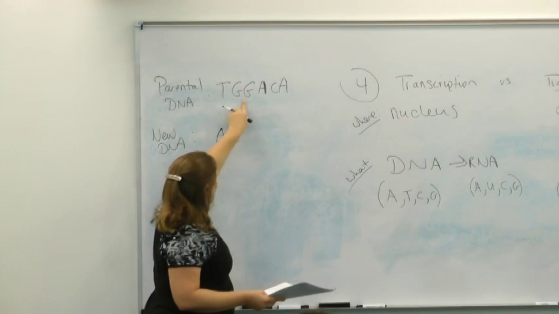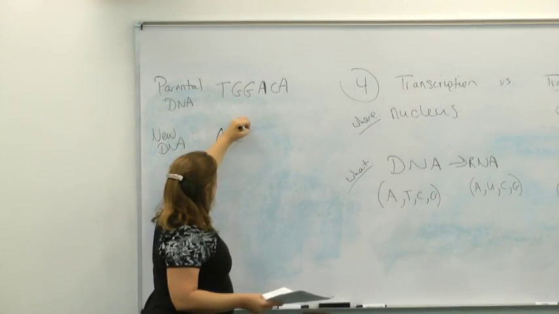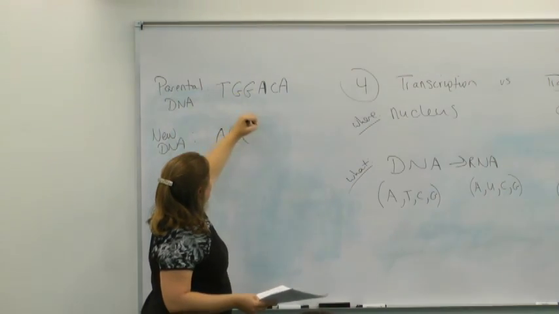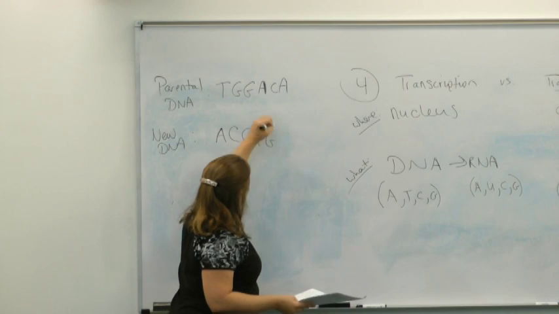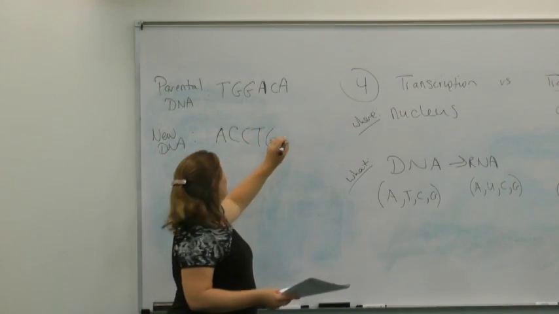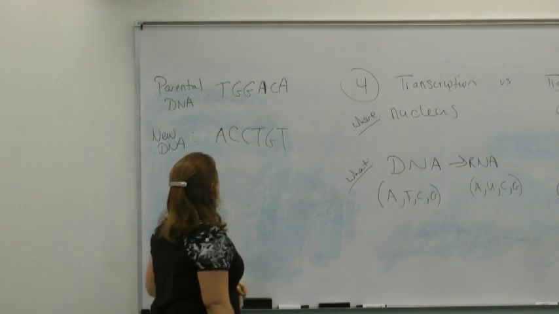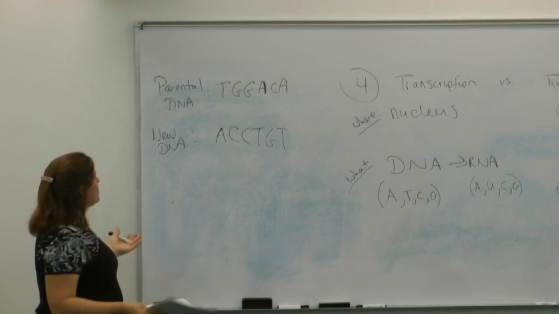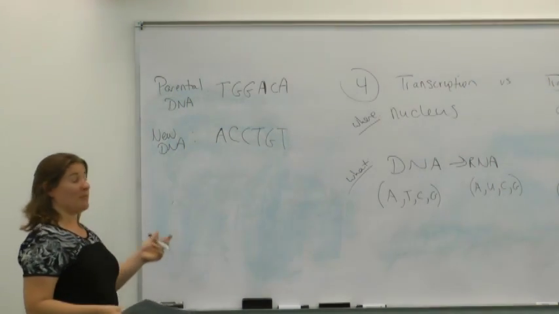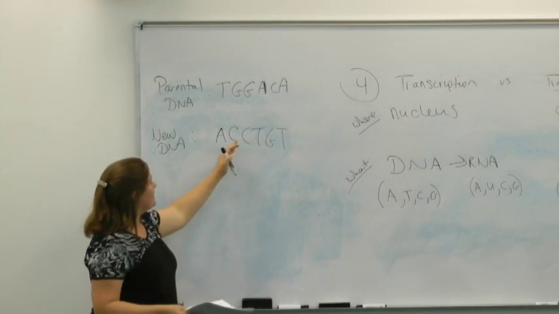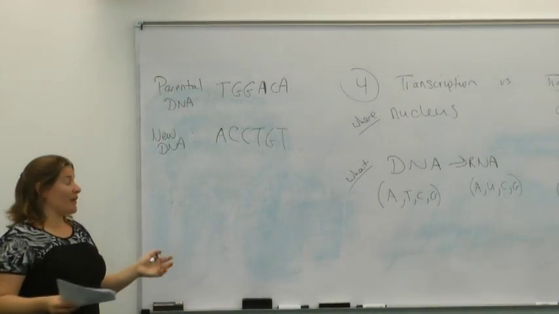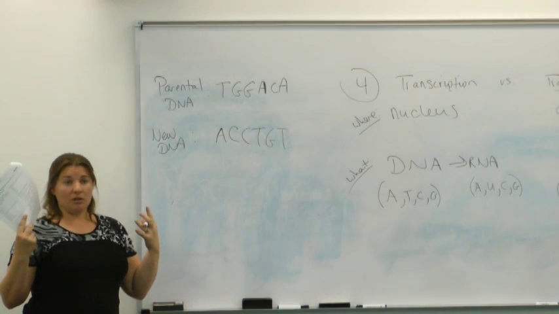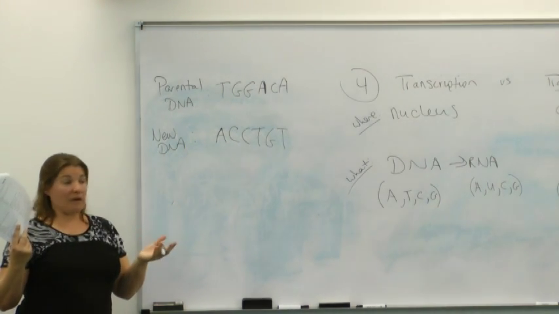C. Add C. We've got a G? C. We add a C. We've got an A? T. We add a T. We've got a C? G. We add a G, and if we've got an A? T. We add a T. Okay? So our new segment of DNA that matches our template is ACCTGT. To come up with that, all you have to do is remember those ATCG pairing rules.